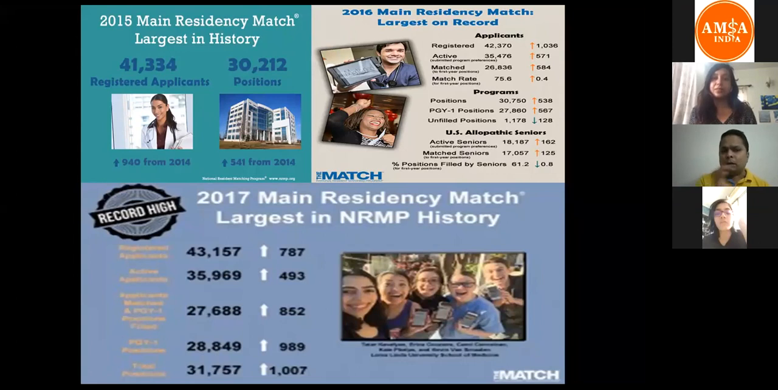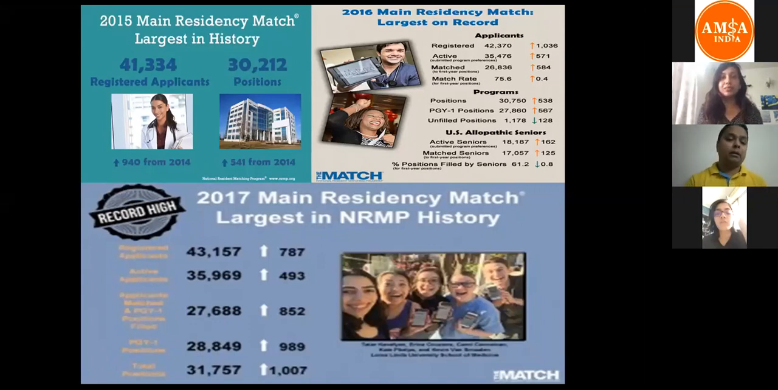Now, that's fine. But it also says that from the year 2014 to 2015, when I'm comparing, there's a rise of 940 in the total number of applicants and a rise of 541 in the total number of seats or positions also offered by the US universities. Wow. Okay, I see. Now this means that from 14 to 15, there has been some awareness.